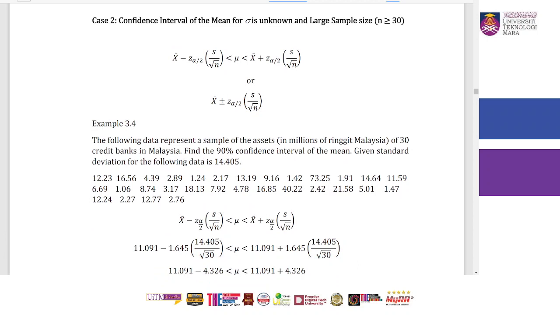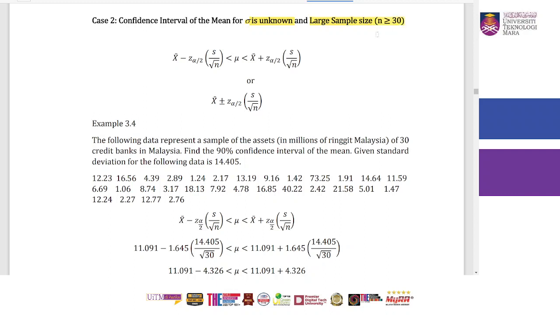Okay, the second case, okay, ni case yang kedua. So the second case is where the sigma is unknown. Okay, dengan kata lain, in this situation, the population standard deviation is not given, or the population variance is unknown, but we have a large sample size. Okay, dua keadaan kat sini. So first, kita perhatikan kat sini kita ada sigma is unknown, and then kita still ada large sample size.